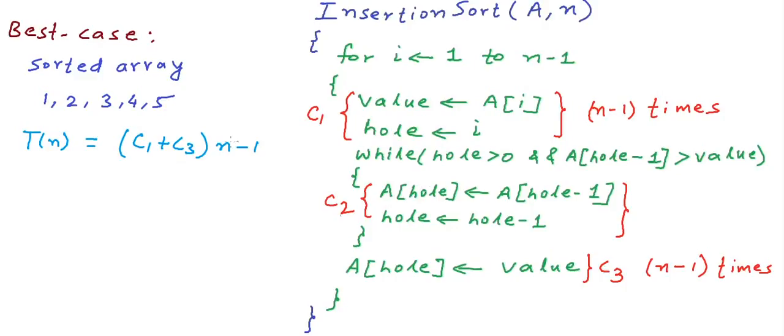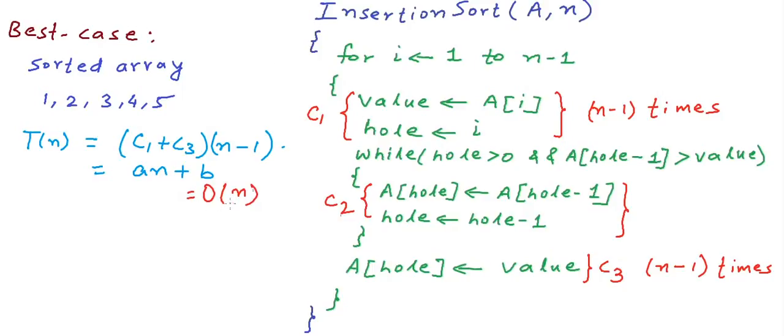Oh, this one should be n-1 in bracket. So we have a polynomial like a(n) plus b, where a and b are some constants in terms of c1 and c3. And whenever we have a polynomial like this for the running time, it belongs to the set big O of the highest order term in the polynomial. So this will be big O of n. So insertion sort is big O of n in best case.